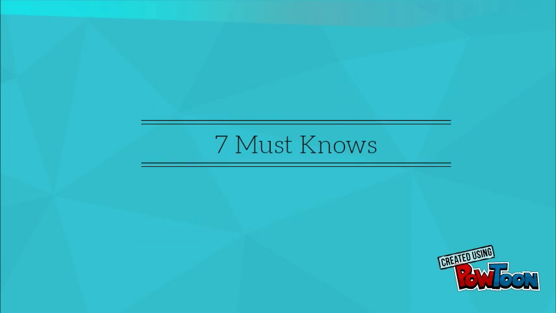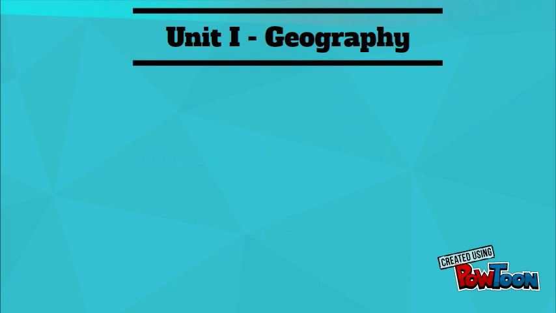As a bonus to this video, I decided to include 7 must-knows, one for each unit of AP Human Geography. Our first one is Unit 1, Geography. There is no one must-know for this unit, so I've narrowed the must-know in this chapter down to all the vocabulary. It's all basic stuff that you will build on later.